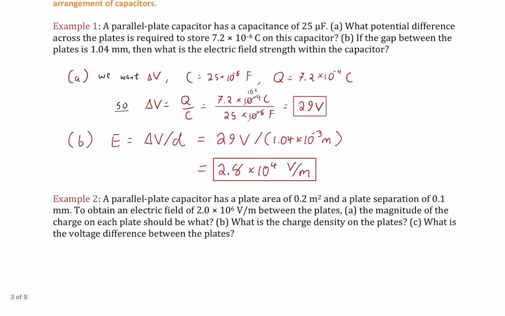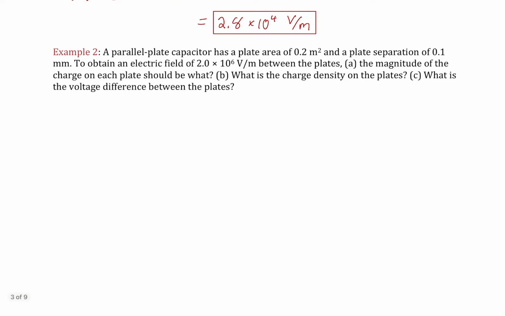Wonderful. Okay, example 2. A parallel plate capacitor has a plate area of 0.2 square meters, a fifth of a square meter, and a plate separation of 0.1 millimeters. To obtain an electric field of 2 million volts per meter between the plates, the magnitude of the charge on each plate should be what? So the idea here is we have a desirable electric field strength, and we need to know how much charge is going to be on each plate, okay?